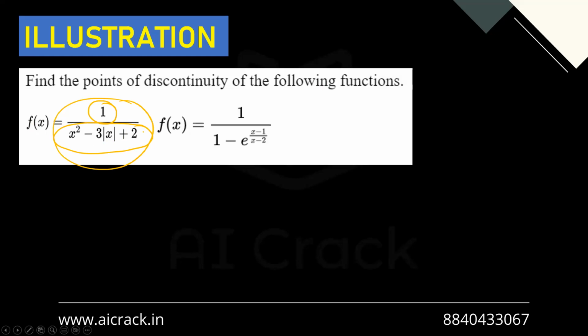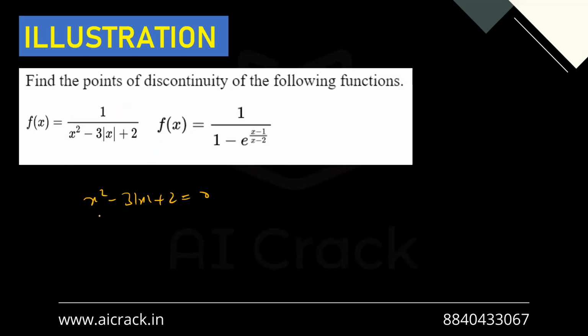Now, the main concept is the same. When the denominator is becoming 0, this entire function won't be defined. That's why we have to find those points where the denominator is becoming 0, and those are the points where this function is discontinuous. Okay, so x square minus 3 mod x plus 2 equals 0. We have to find out these points.